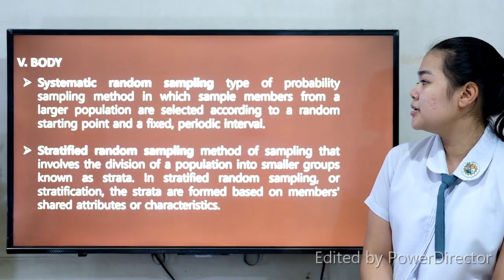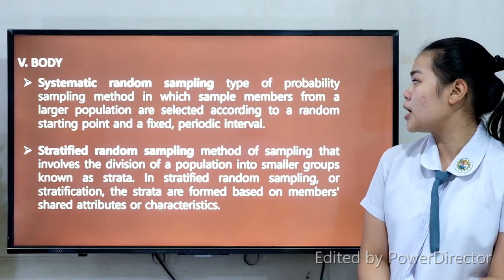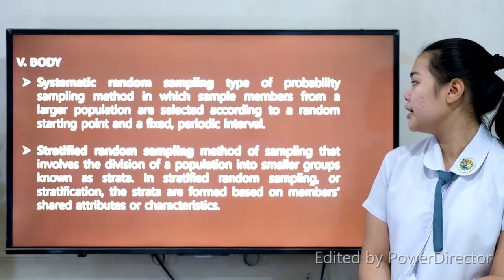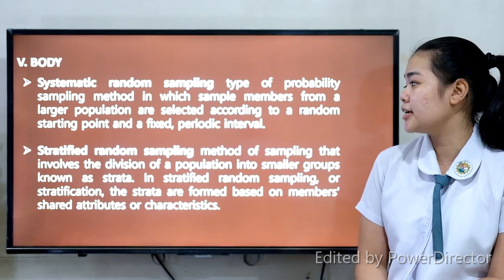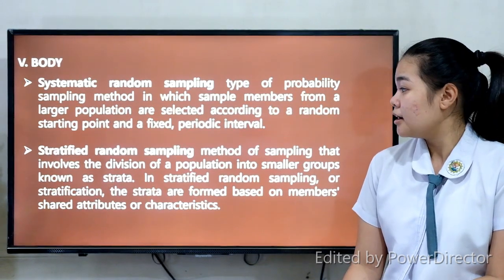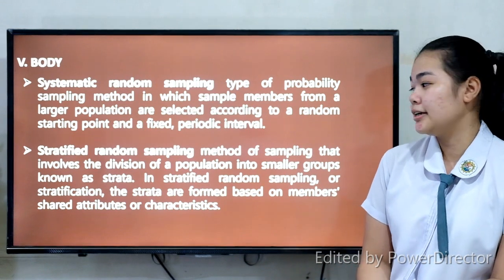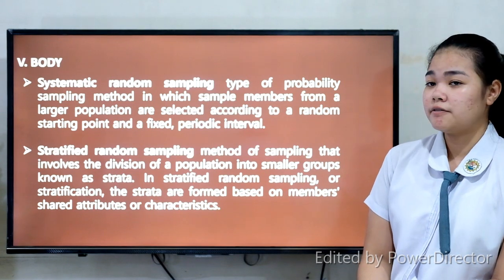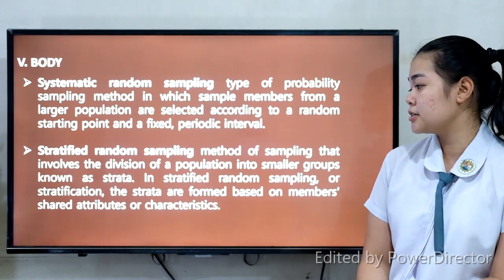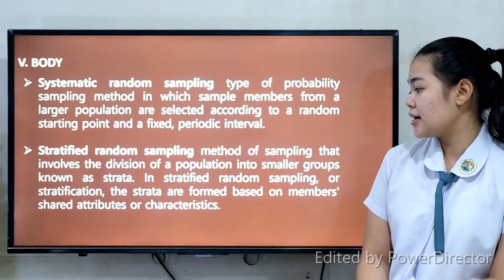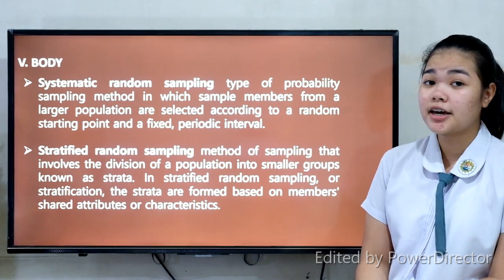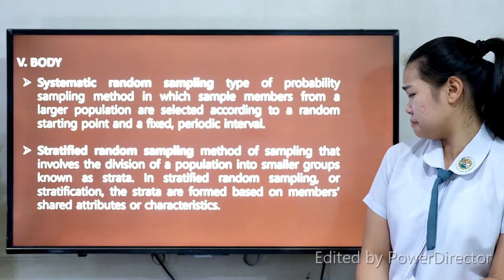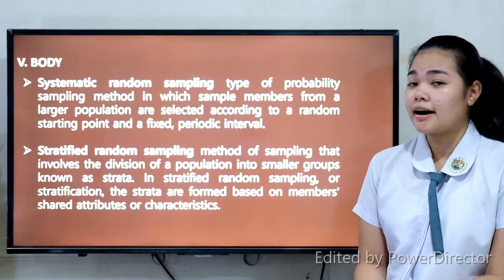Next is the systematic random sampling. This is a type of probability sampling method in which sample members from a large population are selected according to a random starting point and a fixed periodic interval. Next is the stratified random sampling, a method of sampling that involves the division of a population into smaller groups known as strata. In stratified random sampling or stratification, the strata are formed based on members' shared attributes or characteristics.